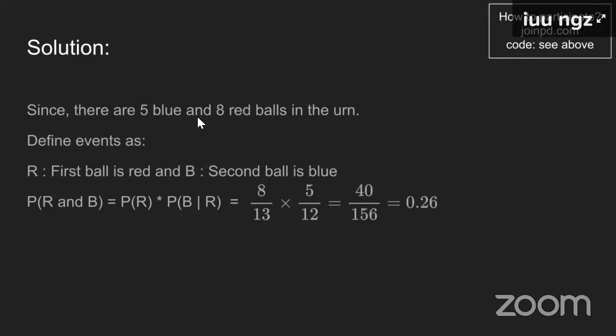Then 8C1 multiplied by 5C1 divided by 13C2. Is it correct? 8C1 multiplied by 5C1 divided by 13C2. Yeah, this should be right. But the answer you will get is 8 into 5 divided by 13C2. Yeah, that's right.